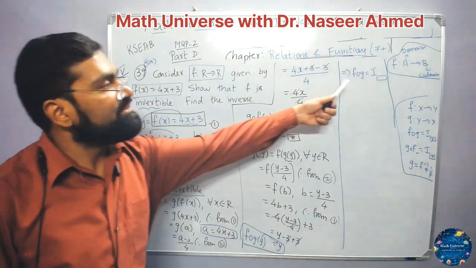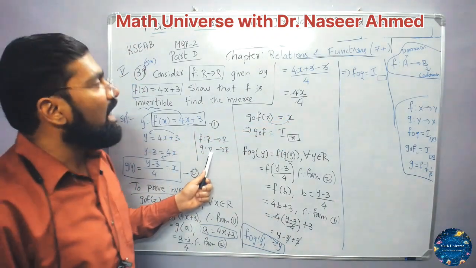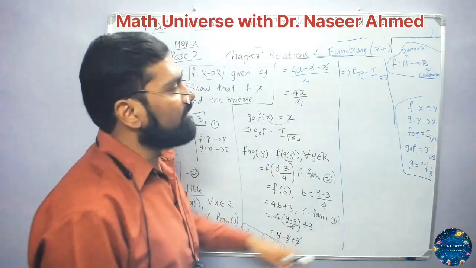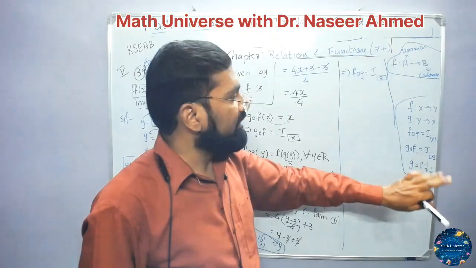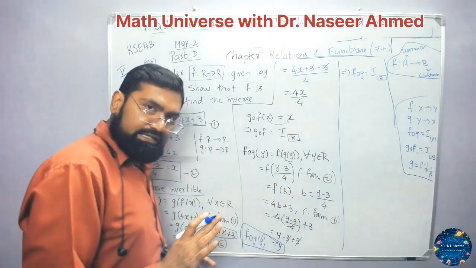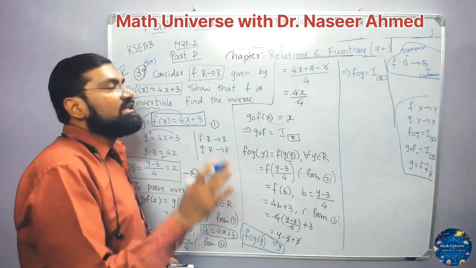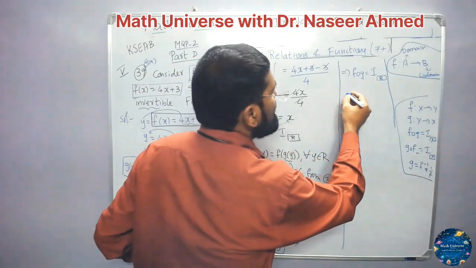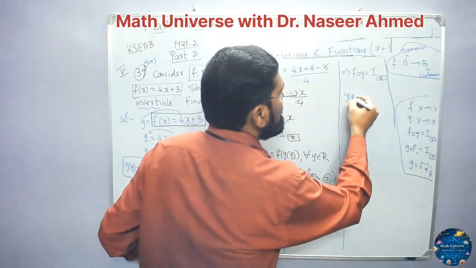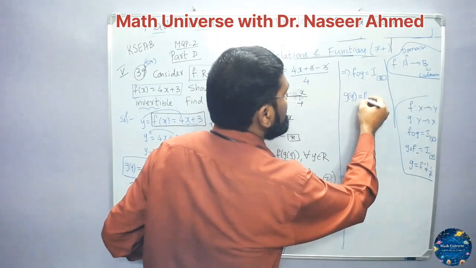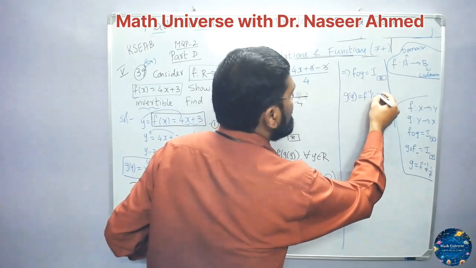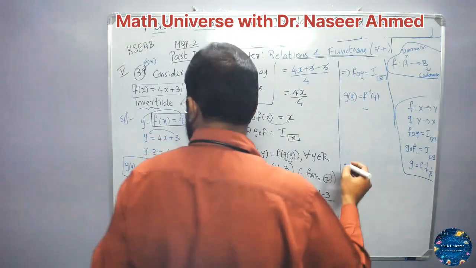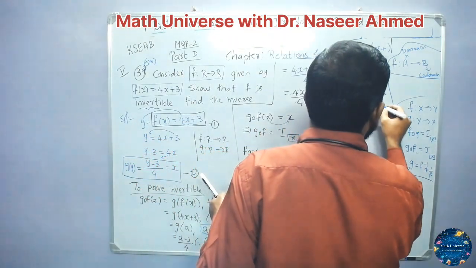Rightmost function is g. So for g, what is the domain? R. Therefore, I have proved g∘f and f∘g are the identity. Since it is the identity, I can conclude that g itself is the inverse of f. So g of y, which is f inverse of y, is (y minus 3) by 4.